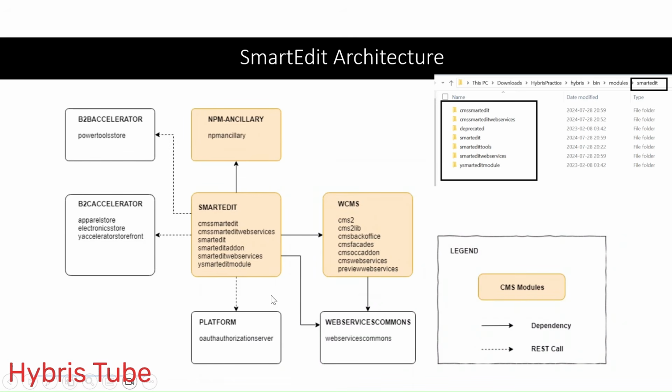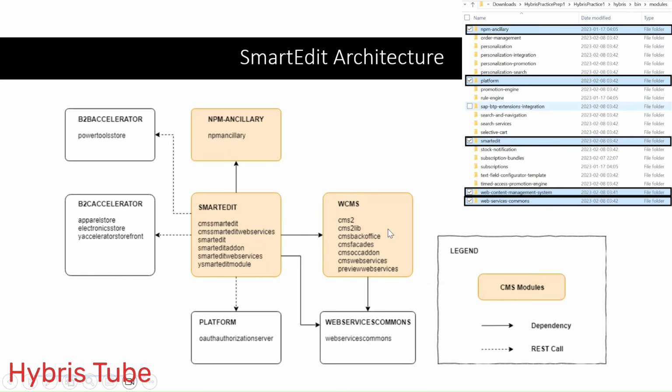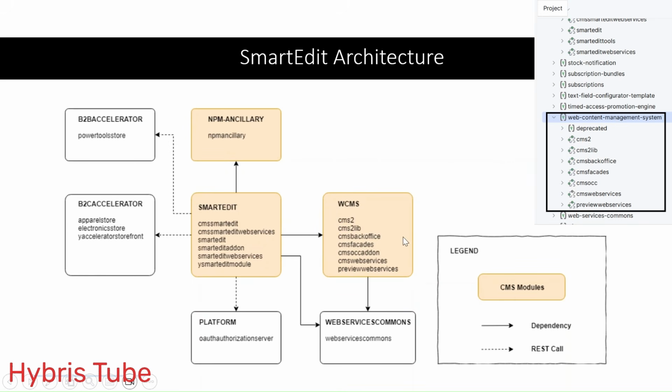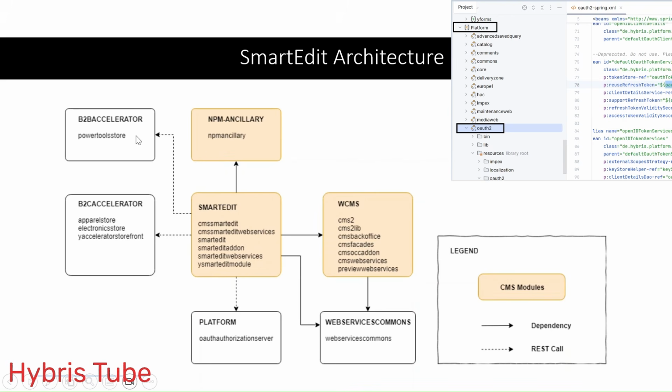All these extensions basically build the SmartEdit framework, and all these extensions also have dependencies on other extensions. For example, these extensions have dependencies on CMS2, CMS2 lib extension, CMS back office extension, CMS facade extension, CMS OCC add-on, CMS web services extension, and preview web service extension. Also, these extensions make REST calls to some other extensions to get the required data. I hope guys this is clear to you.